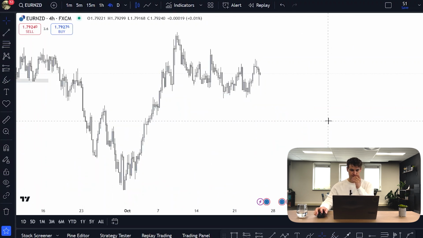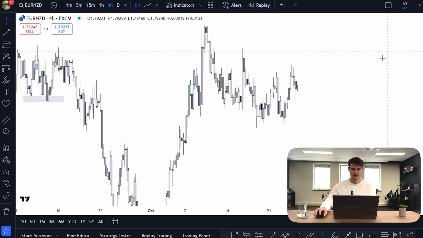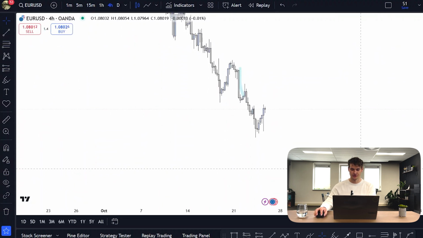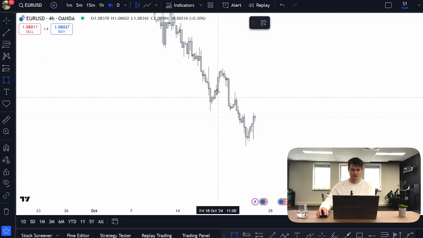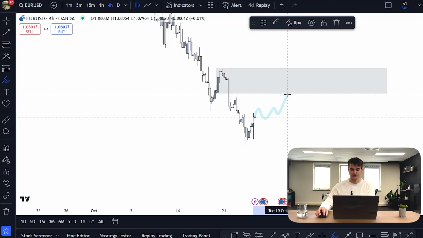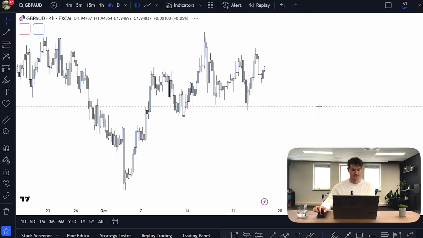Euro NZD is currently moving sideways. There's nothing really to say about this pair right now. Euro USD is moving bearish very nicely. So I am going to be looking for shorts from that supply zone right there. If you're a day trader, you could still look for longs back into supply. If you're a swing trader like myself, we're going to be looking for shorts from that supply zone right there. So yeah, Euro USD is moving along very nicely.